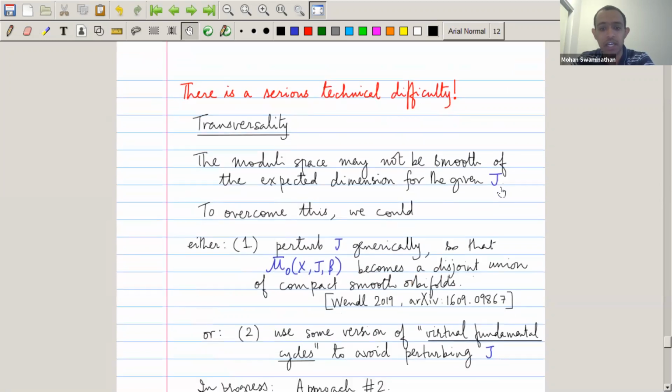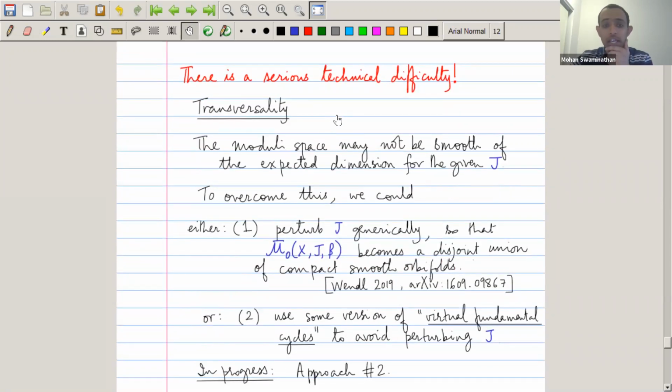So there is a serious technical difficulty, which is, as Professor Ramdas pointed out, the moduli space might not actually be 0-dimensional. So it might not be smooth of the expected dimension for the given J. And so there are two possible approaches we could take. One is to perturb J generically so that the moduli space actually consists of isolated submanifolds. It's true that we can't always get them to be isolated points, but at least we can get them to be isolated compact submanifolds. And then try to estimate stuff in this case.